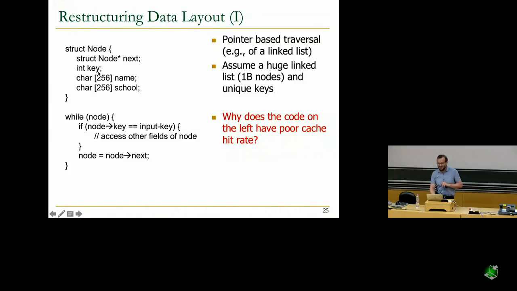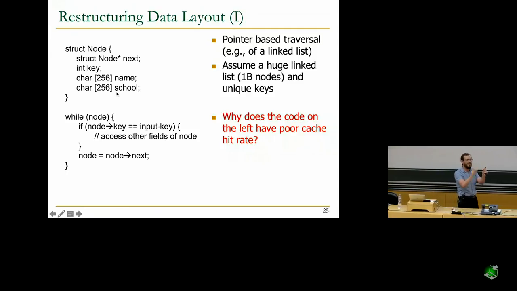Because these are laid out consecutively in memory. You have this node, and the node has, let's say, an 8-byte pointer, a 4-byte key. And if you see over here, it's a 32-byte name and a 32-byte school. So you have 8 bytes, 4 bytes, 32 bytes, 32 bytes. And they're all laid out in memory consecutively. If you do that, what happens is that's bigger than a cache block, right?